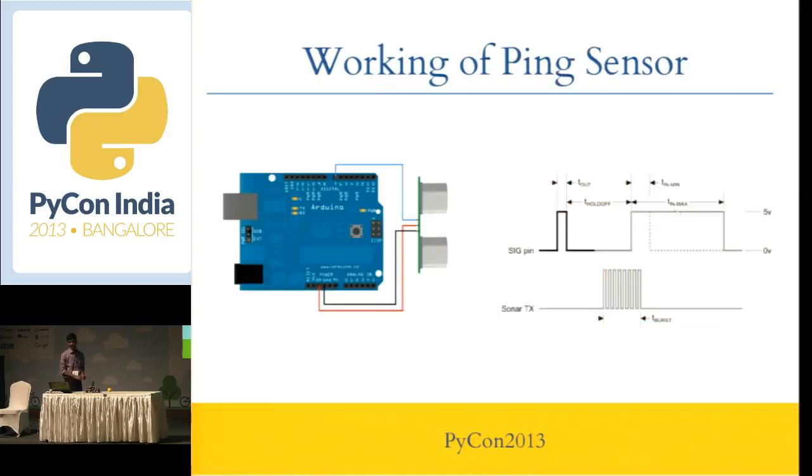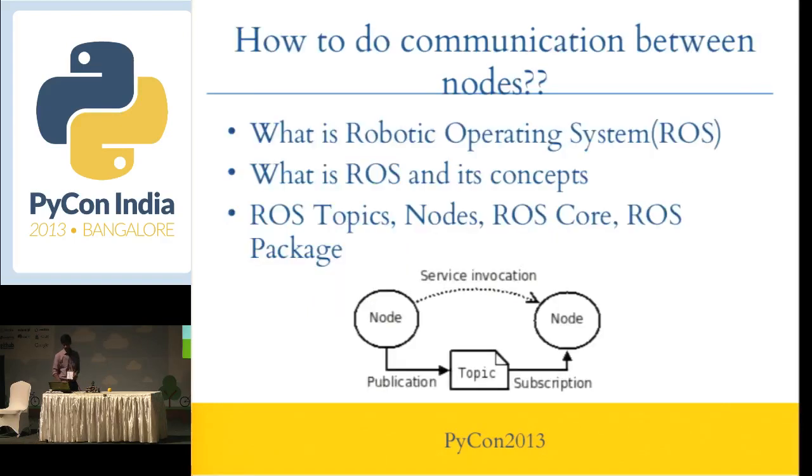Then there is the working of the ping sensor, that is the ultrasonic sound sensor. It has 3 pins. If we send a command to the signal pin of the ultrasonic sound sensor, it generates ultrasonic sound and sends it toward the obstacle or any object. Then it reflects back to the same sensor. Using that time period, we can determine how far the obstacle or object is. So that is the basic working of the ping sensor.